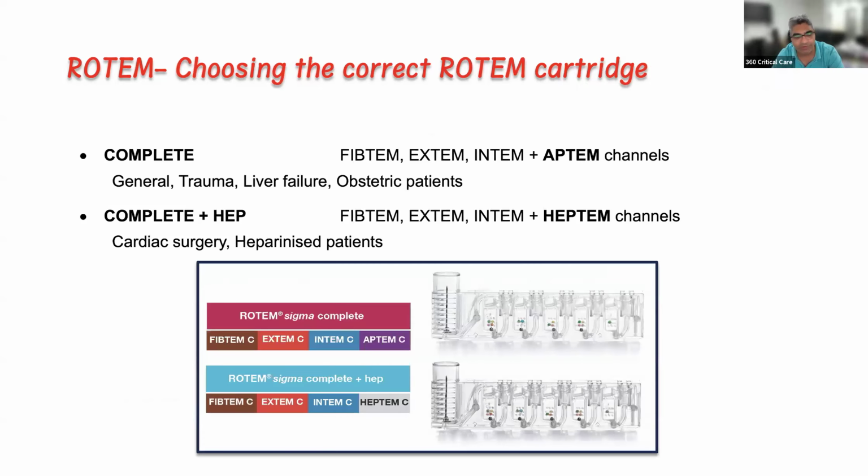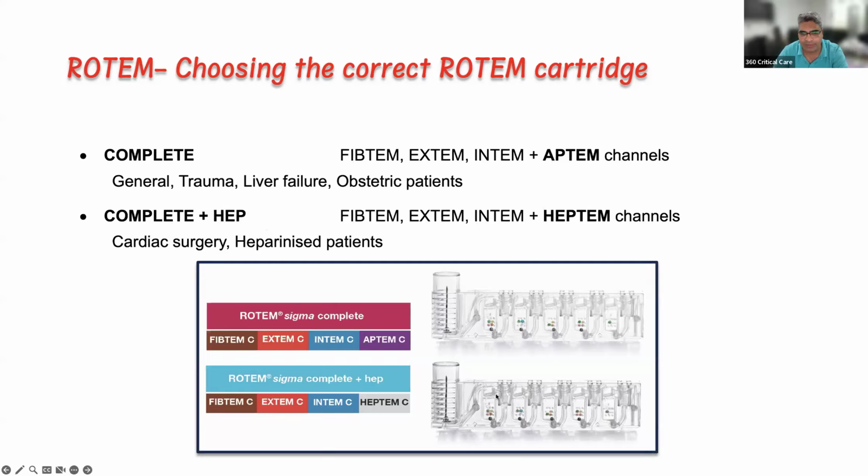If you are working in a cardiothoracic unit, you may have a machine which uses a cartridge for heparin or has an additional channel of HEPTEM. It is called the complete plus hep channel. So this is a different channel. There are two different cartridges for two different results to find. The first one is the usual FIBTEM, EXTEM, INTEM, and APTEM. Instead of APTEM, in a patient who is heparinized, you may need this channel. So it is called the complete plus hep. So FIBTEM, EXTEM, INTEM, and HEPTEM. So you look at the heparin effect in this type of cartridge.